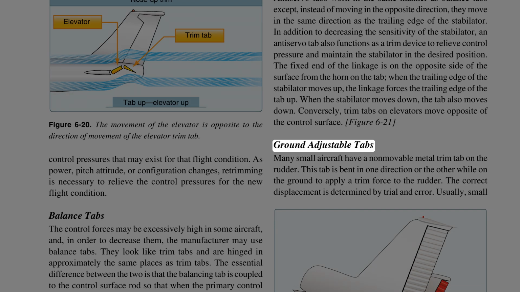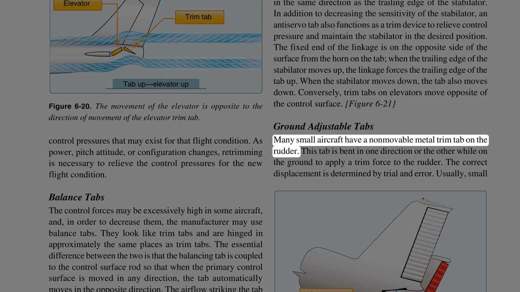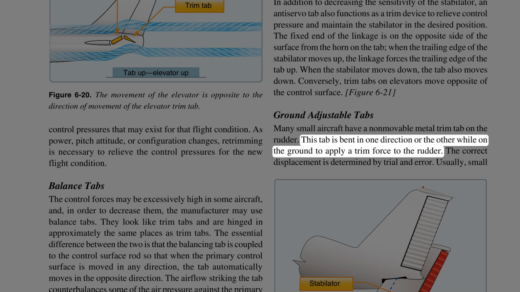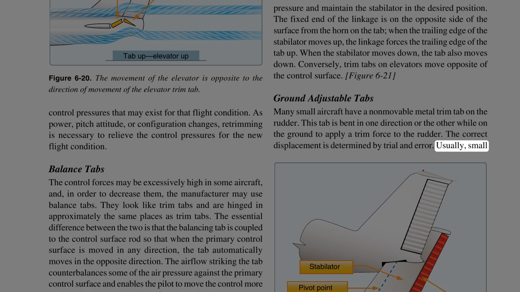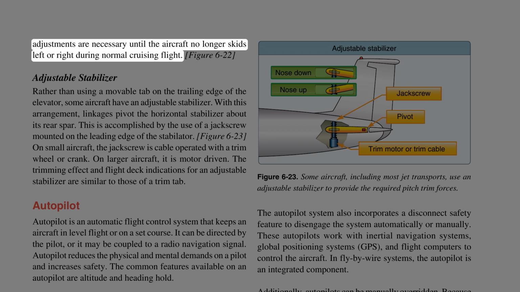Ground adjustable tabs. Many small aircraft have a non-movable metal trim tab on the rudder. This tab is bent in one direction or the other while on the ground to apply a trim force to the rudder. The correct displacement is determined by trial and error. Usually, small adjustments are necessary until the aircraft no longer skids left or right during normal cruising flight.